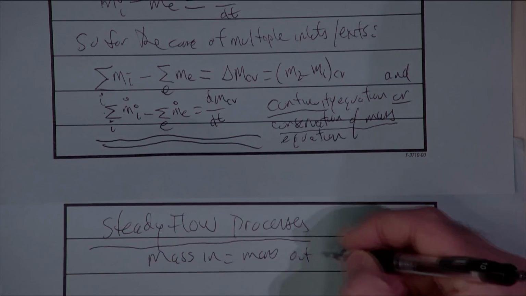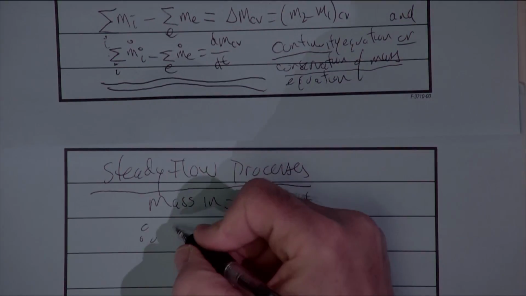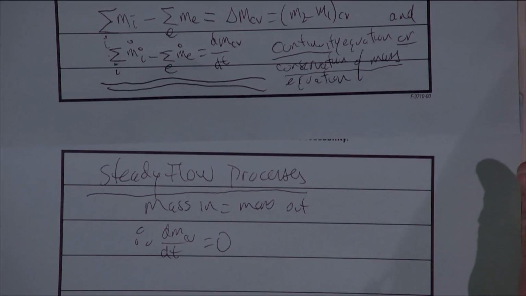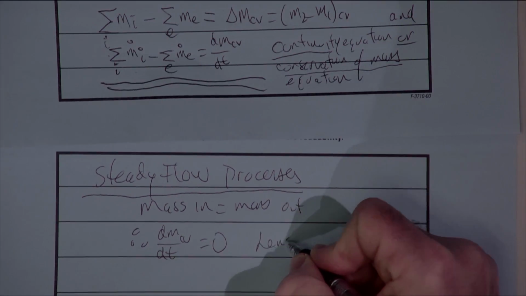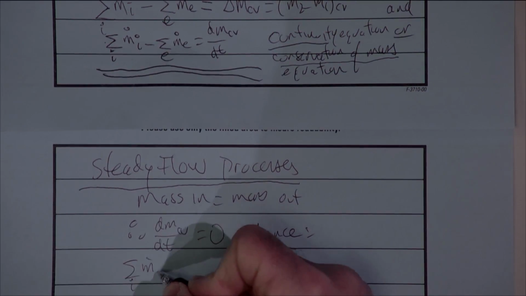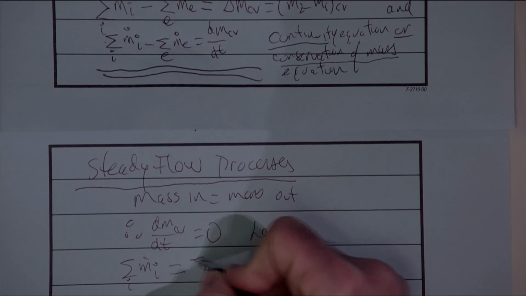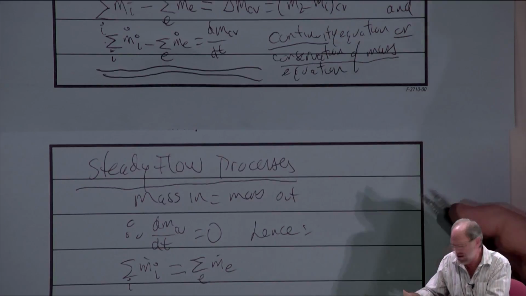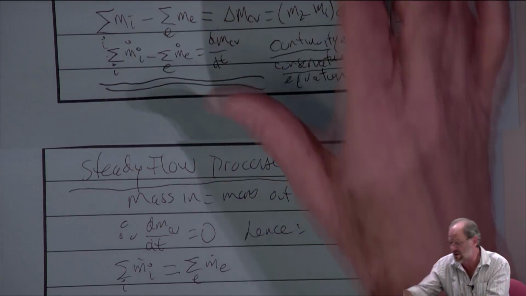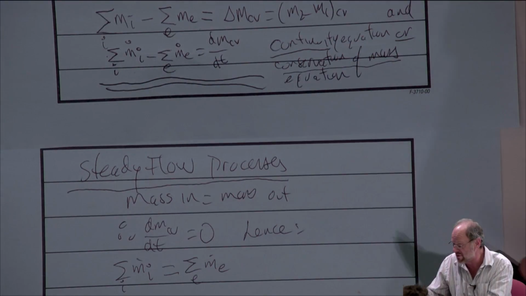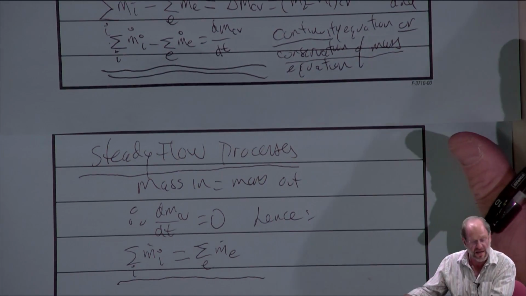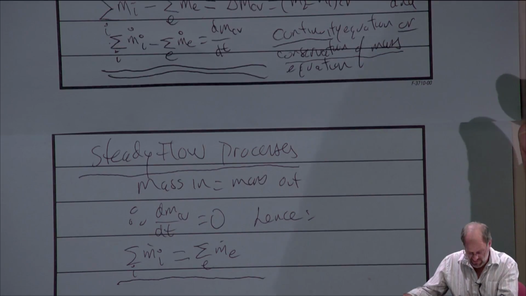So if mass in equals mass out, therefore, we can say that the change in mass with respect to time for that control volume is going to equal 0. And hence, from our continuity equation, the sum over all inlets of m dot i is going to have to equal the sum over all exits of m dot e. All I've done is moved the m dot e term from the left-hand side of the equation over to the right-hand side. So for steady flow processes, we would simply note that the rate that mass flows in over all the streams equals the rate that mass flows out.